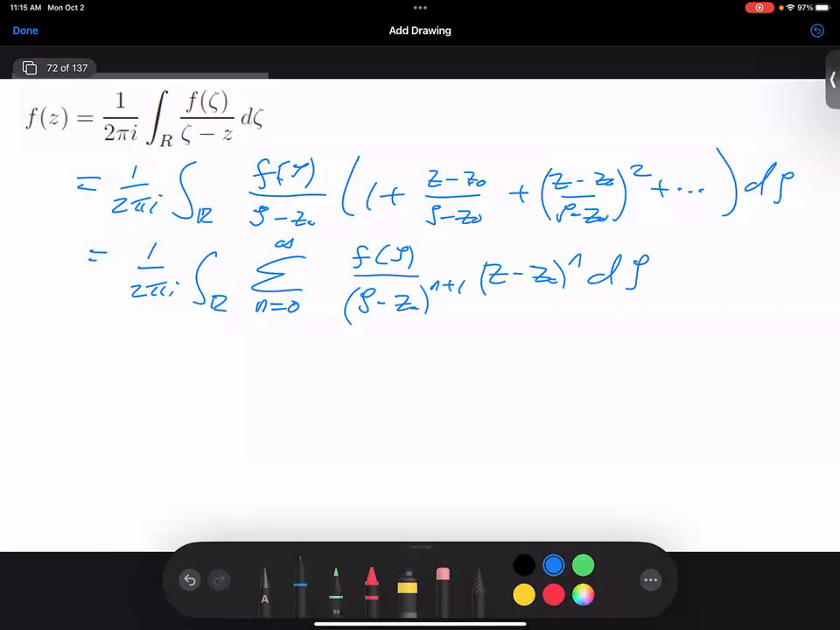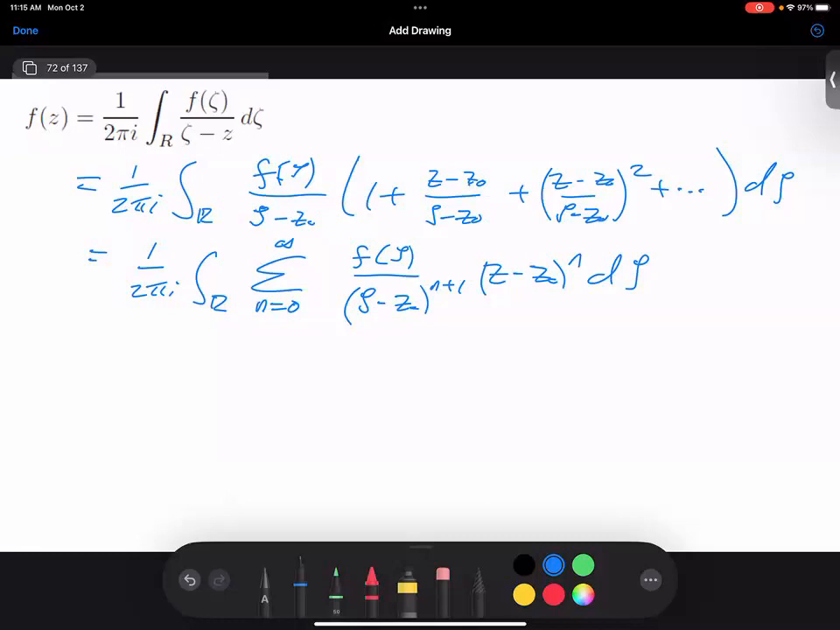What should I do now? Yeah. Switch the order of integration. And you might say, what do you mean order of integration? A sum is really like an integral, right? So I want to say the integral of the sum is the sum of the integral.